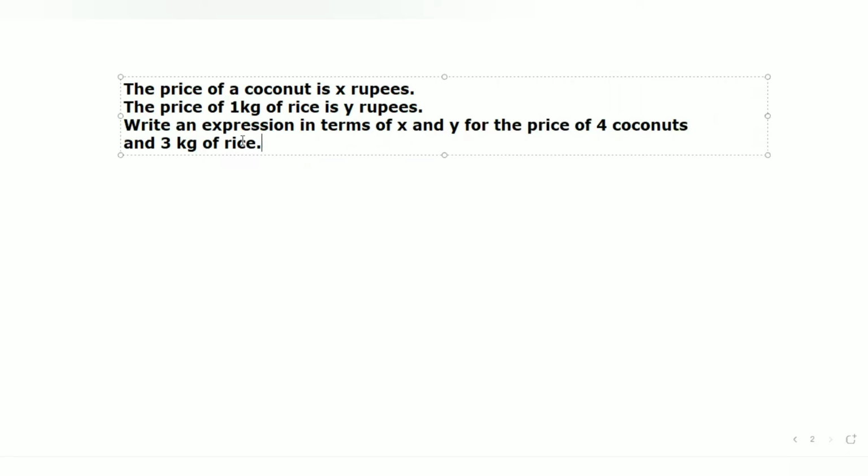You need to write an expression in terms of X and Y for the price of 4 coconuts and 3 kilograms of rice. You have to write an algebraic expression for the cost you have to spend to buy 4 coconuts and 3 kilograms of rice. Take a few minutes and give this question a try.